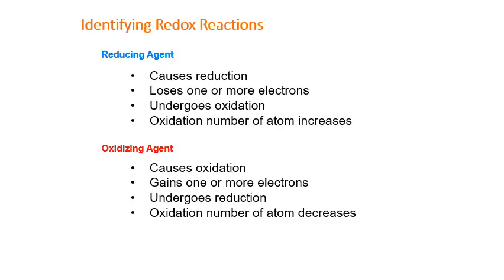The last thing we need to review is the concept of reducing and oxidizing agent. Reducing agent causes reduction. It loses one or more electrons, it undergoes oxidation, and the oxidation number of an atom increases. While oxidizing agent causes oxidation. It gains one or more electrons, undergoes reduction, and the oxidation number of the atom decreases.